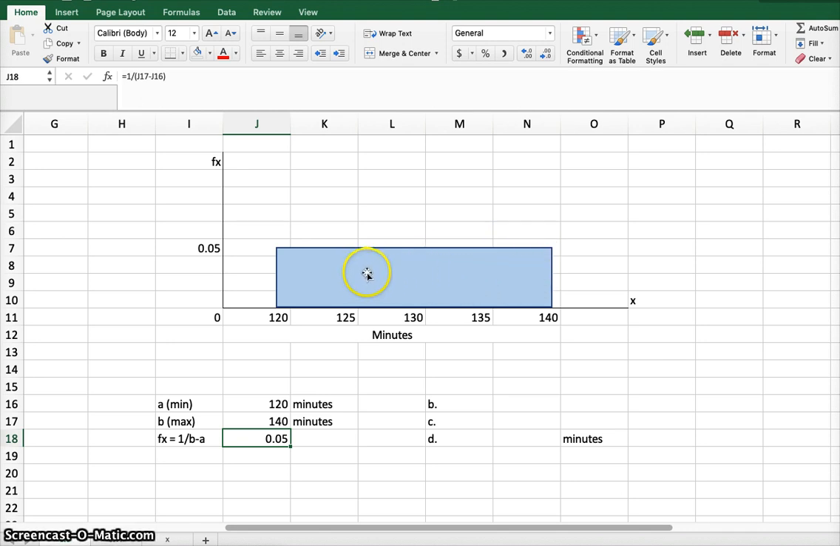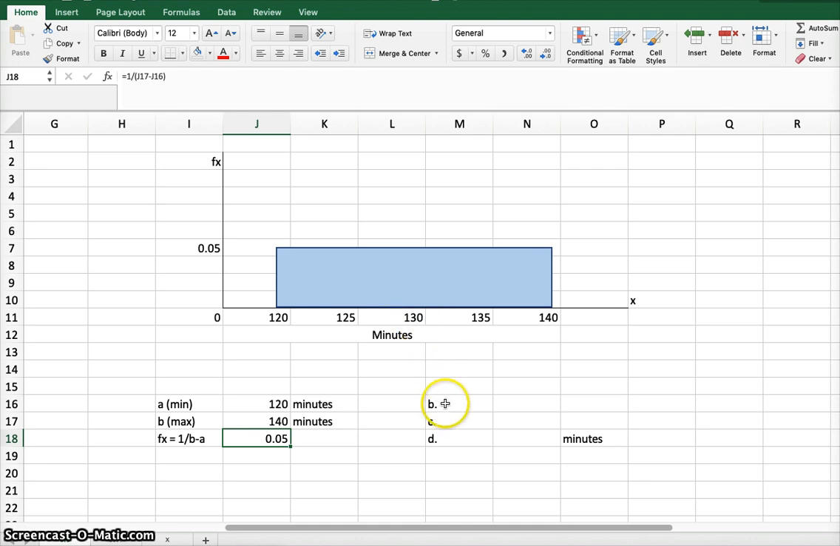So given that this is a continuous probability distribution, which means it's equally likely to arrive at any time between these two times, it might come in at 121 minutes, it might come in at 120 minutes and 10 seconds, it might come in at 127 minutes and 15 seconds. So it can arrive at any time in between 120 minutes and 140 minutes, and it's equally likely to arrive at any of those times. So given that, the probability of it arriving at exactly 130 minutes is 0 in a continuous probability distribution. And I'll show you why in a minute.